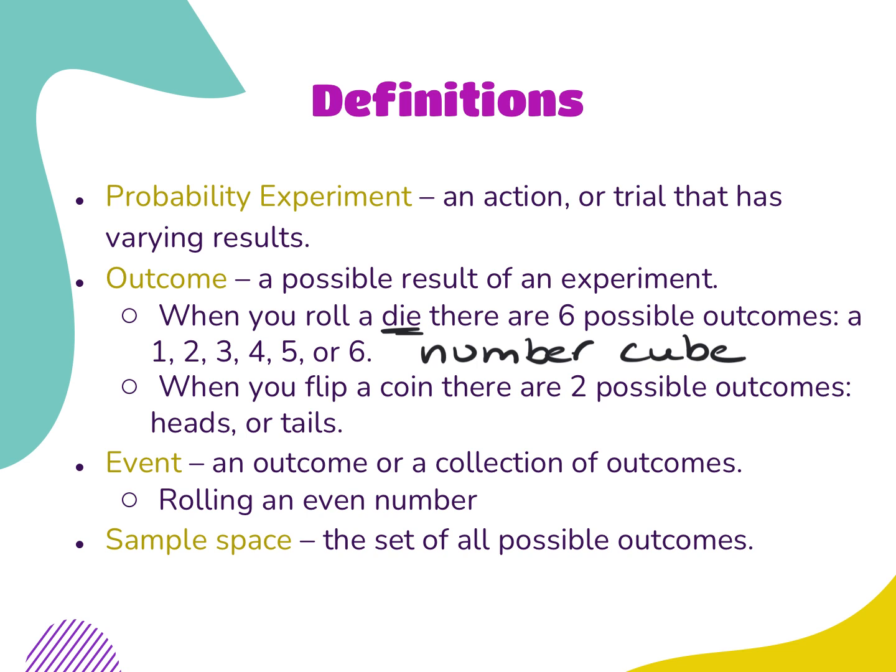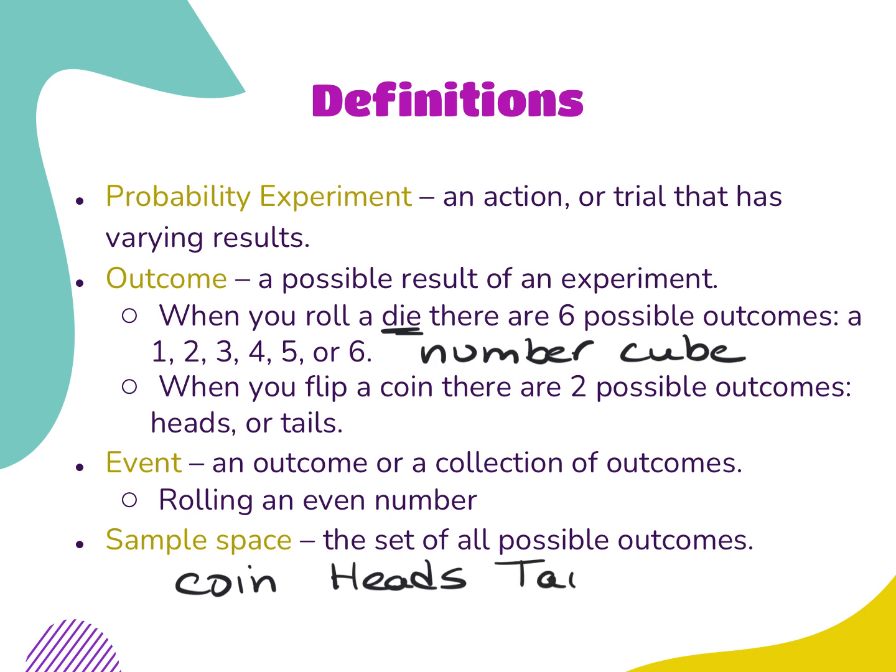The definition of an event is an outcome or a collection of outcomes. So for example, rolling a die and getting an even number, or rolling a die and having it land on the number 6, that is an event. The sample space is the set of all possible outcomes. So again, when you flip the coin, your sample space would be heads and tails.